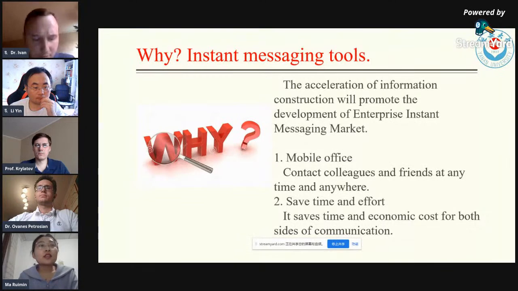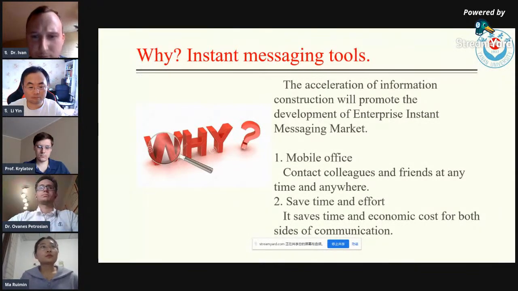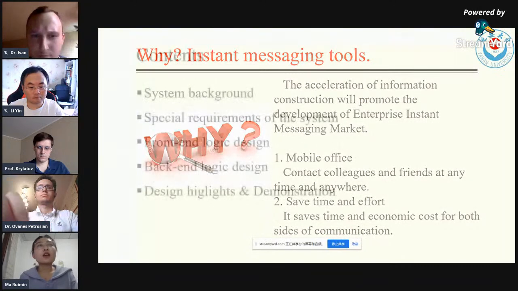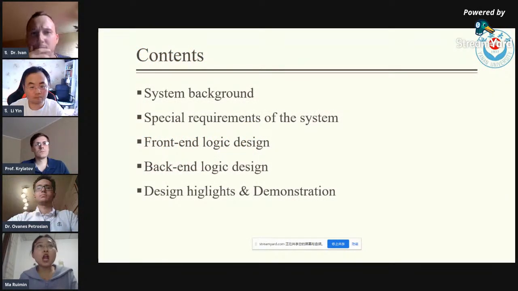Instant messaging is a terminal service that allows two or more people to use the Internet to instantly communicate text messages, files, voice, and video. To sum up, for the convenience of people's life, we need to make instant messaging tools. I will introduce my article from the following 5 parts.